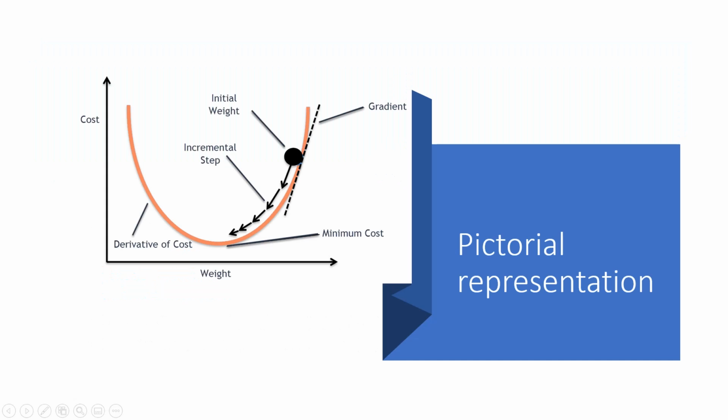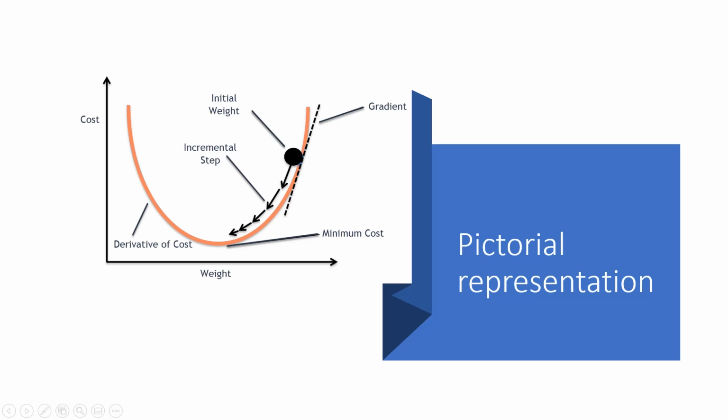So yeah, here I've taken the initial weight. It finds the gradient, and what the gradient tells you is to go in this direction. If you go in this direction, you will get closer to your minima. So this is your minimum cost here, or global minima.